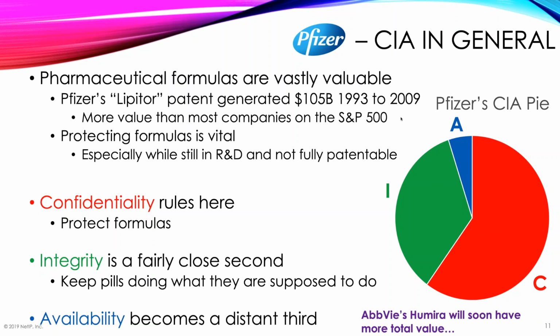Now, one little footnote here, it says here that AbbVie's Humira formula will soon have more total value. As of early this year, AbbVie's Humira has actually surpassed Lipitor. The example is still valid. But AbbVie's Humira is now the most valuable drug in history. Believe it or not, for several years, the most valuable drug in history was Viagra. But Lipitor and Humira have both surpassed it.